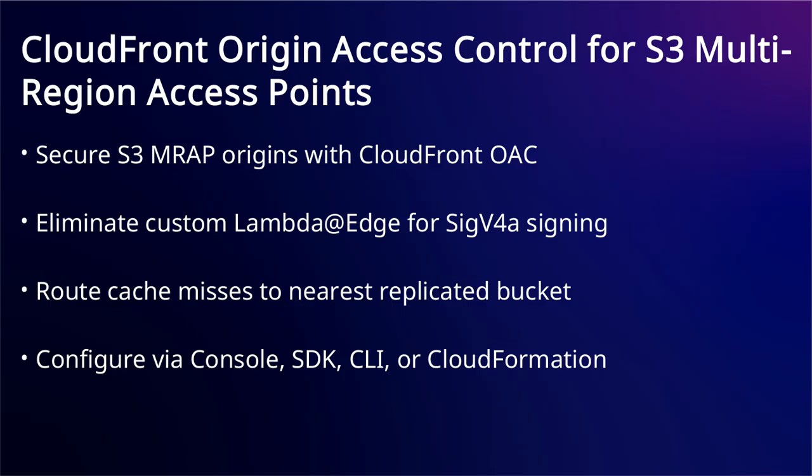Now, you can secure your S3 MRAP origins with CloudFront Origin Access Control, which natively signs requests to multi-region endpoints. You restrict access to only designated CloudFront distributions while CloudFront automatically routes cache misses to the closest replicated bucket across regions. You configure this through the CloudFront console, SDK, CLI, or CloudFormation when setting up your S3 MRAP endpoint, with no additional fees and availability worldwide except in the China region.